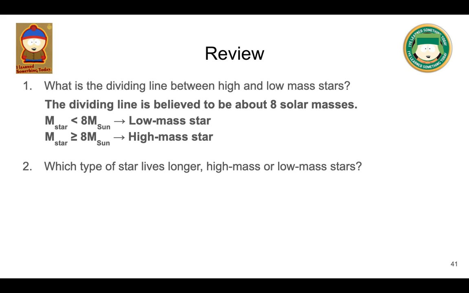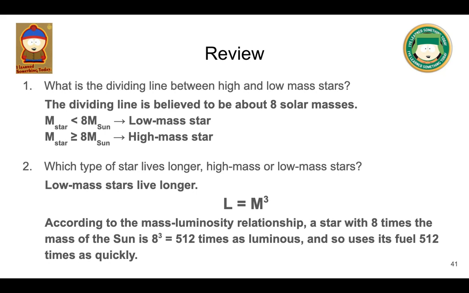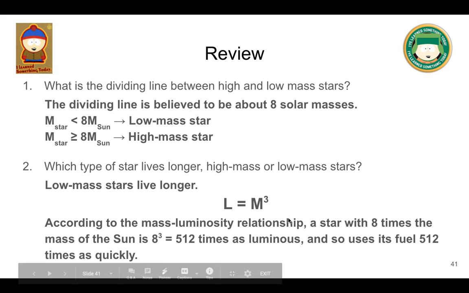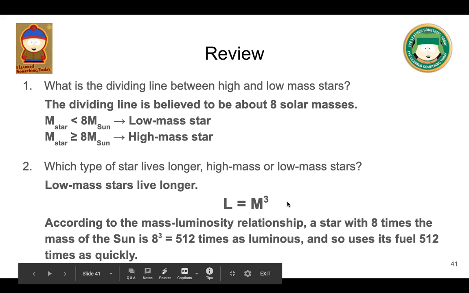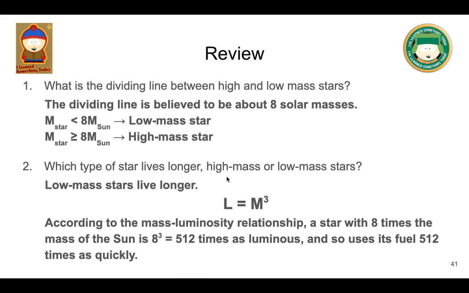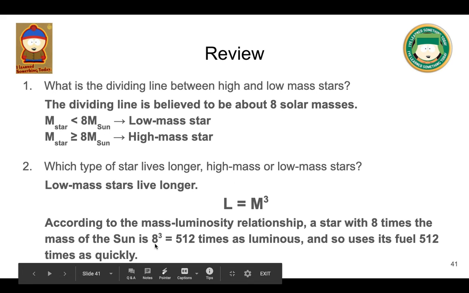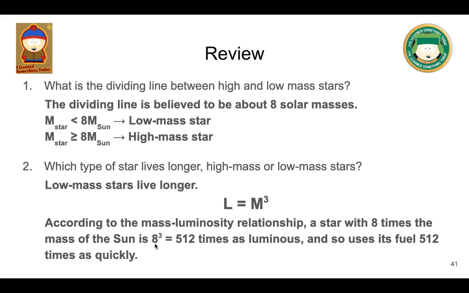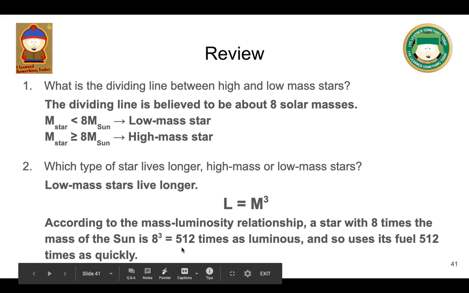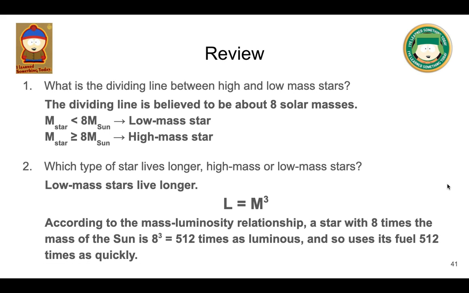You're going to die in a supernova. So which type of stars live longer, the high mass or the low mass stars? It's the low mass stars that live longer. And you can see why, because we have this mass luminosity relationship for the main sequence stars. The luminosity of the star, so how much light it's putting out, which is how quickly it's going through its fuel, is proportional to the mass of the star cubed. So if you're 8 times the mass of the sun, you've got 8 times as much fuel, but you're going to go through that fuel 8 cubed, which is 512 times quicker. So that's why the high mass stars don't live as long. Even though they've got more fuel, they go through it much quicker.